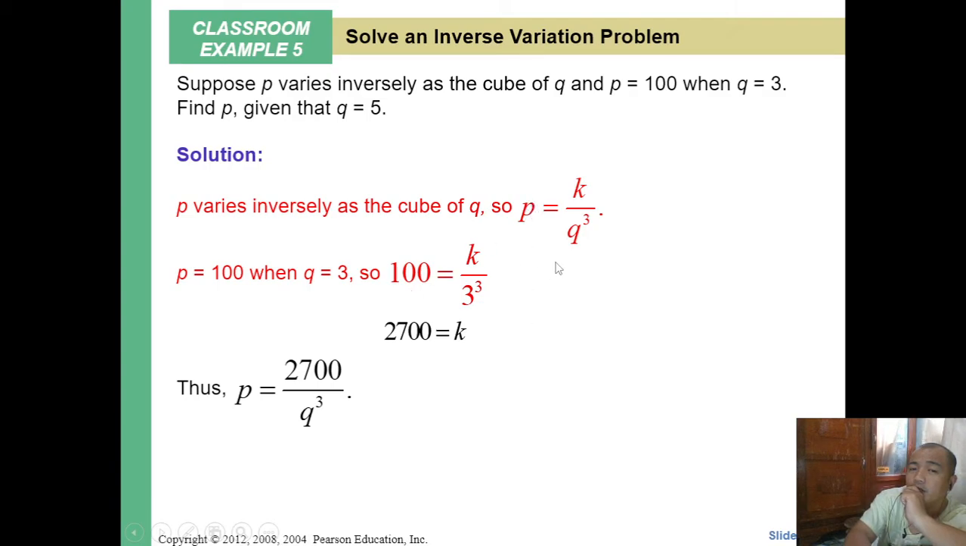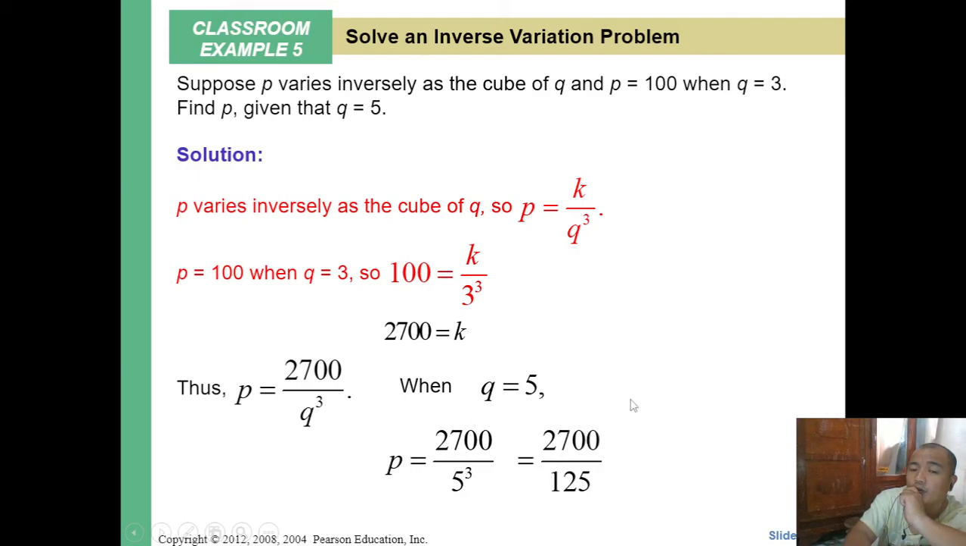Substitute P by 100, Q by 3. So therefore the equation is P equals 2,700 over Q cubed. Now find P given that Q is 5. So substitute Q by 5. 5 cubed is 125. So 2,700 divided by 125 is 108 over 5. That is the answer for classroom example 5.